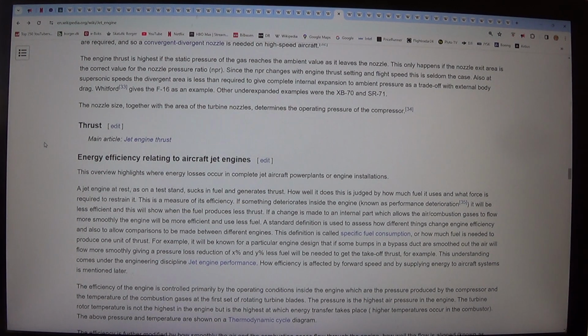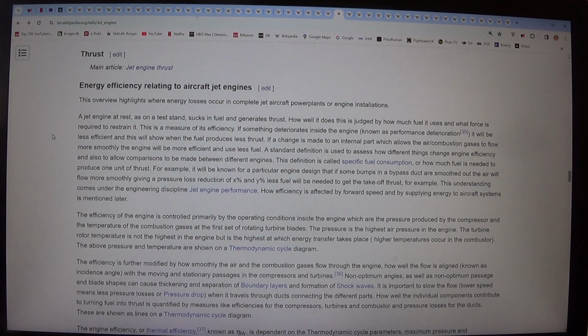Thrust. Main article: jet engine thrust. Energy efficiency relating to aircraft jet engines. This overview highlights where energy losses occur in complete jet aircraft power plants or engine installations.